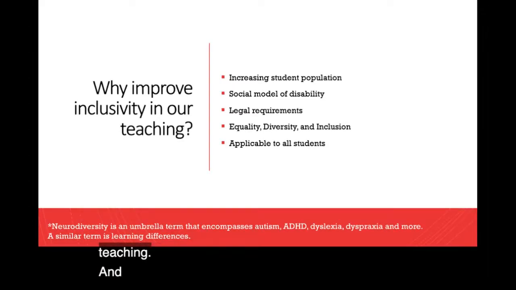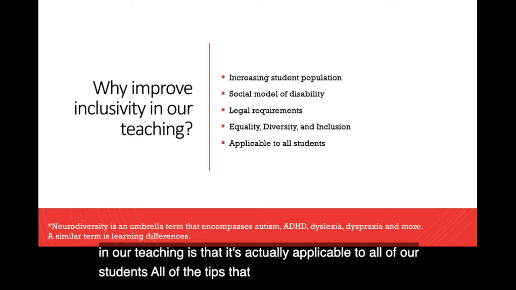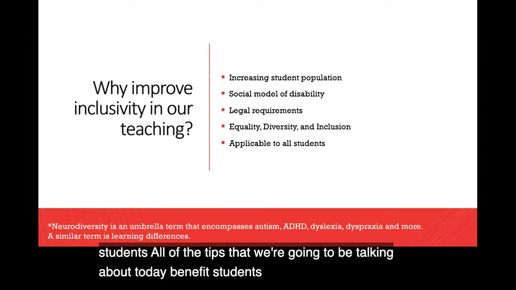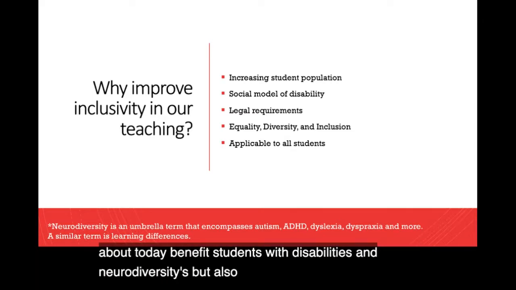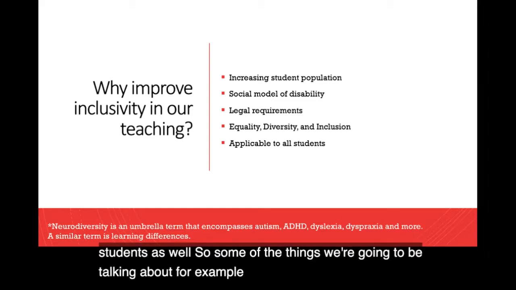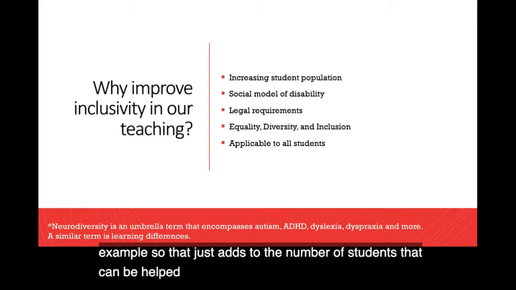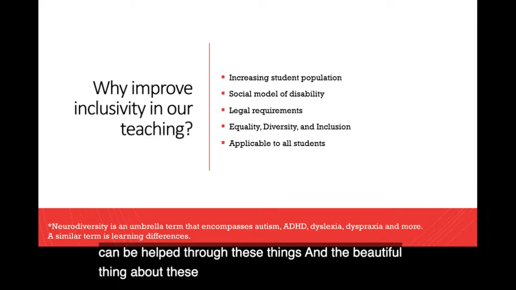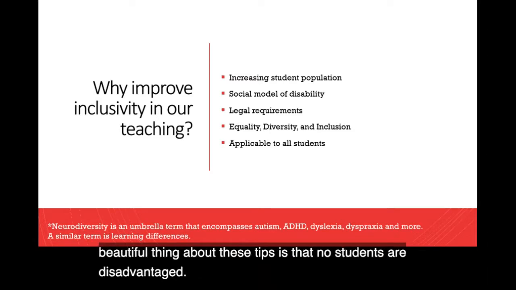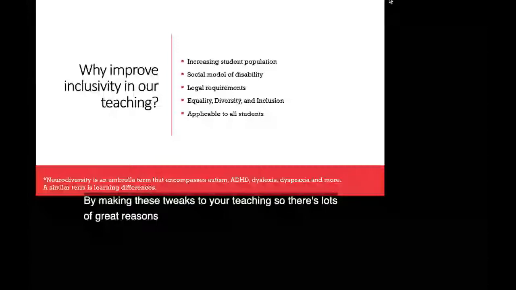And then finally, a great reason to improve inclusivity in our teaching is that it's actually applicable to all of our students. All of the tips that we're going to be talking about today benefit students with disabilities and neurodiversities, but also benefit many other kinds of students as well. So some of the things we're going to be talking about, for example, make a huge impact for students for whom English is not their first language. So that just adds to the number of students that can be helped through these things. And the beautiful thing about these tips is that no students are disadvantaged by making these tweaks to your teaching. So there's lots of great reasons to improve inclusivity.